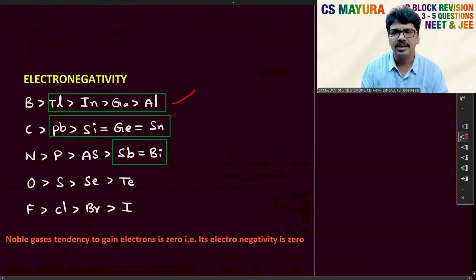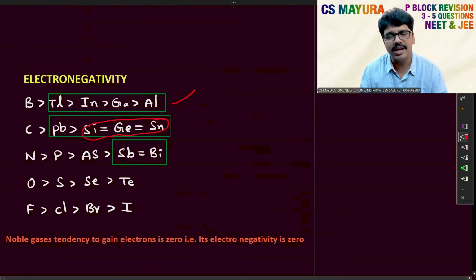This is the decreasing order. In the carbon family, electronegativity decreases: carbon, lead, silicon. And the important point is what? Silicon, germanium, tin electronegativities are equal. Next, nitrogen, phosphorus, arsenic decreases. So electronegativity down the group decreases.